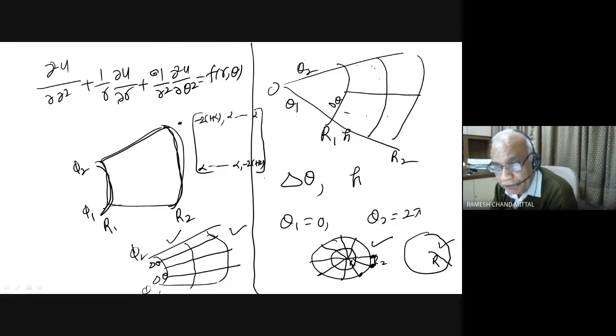Are you getting my point or not? Because of the periodic nature, you will have a circulant matrix. So you have alpha here, alpha here, alpha here, and minus 2, 1 plus alpha here. So this is a circulant matrix.